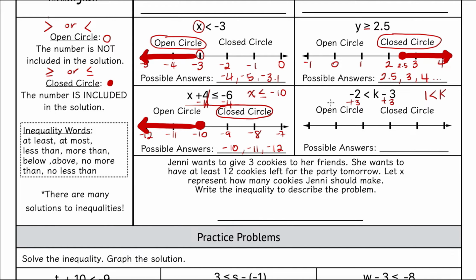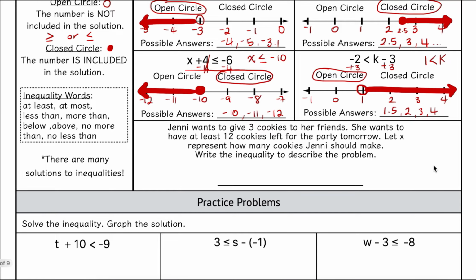And this is an open circle at 1. So 1, 2, 3, 4, and I fill in the rest. And I have my open circle at 1. And my arrow goes to the right, because k is greater, k is bigger. And some possible answers: again, 1 cannot be an answer because it's not including 1. However, 1.5 is a possible answer. And 2, 3, and 4.